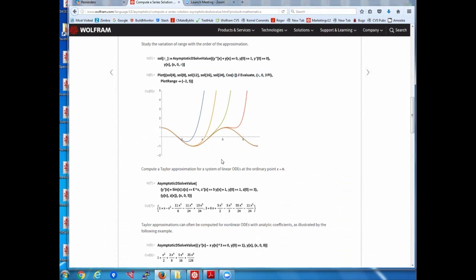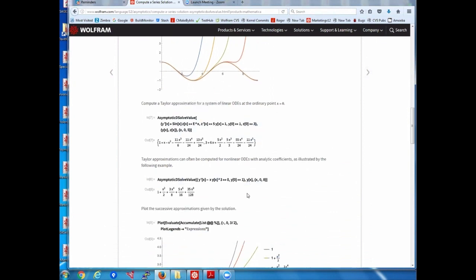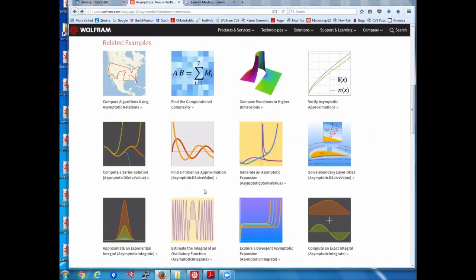Now, because we are in the case of what we call an ordinary point, things work wonderfully, and you can do systems, you can do nonlinear equations, you can do what you like. But as Itai will show you, you can go much beyond all this and do Frobenius series, asymptotic expansions, solve boundary layers, etc.